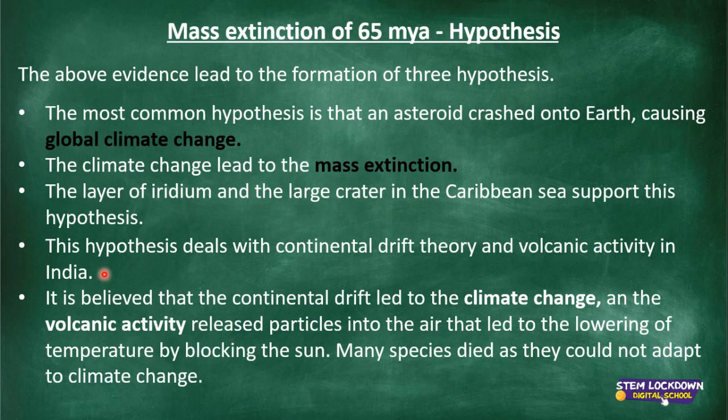So it led to volcanic eruptions and a global climate change. It is believed that the continental drift led to the climate change, and the volcanic activity released particles into the air that led to the lowering of the temperature by blocking the sun. So many species died as they could not adapt to the climate. Remember, we said the dinosaurs' source of food died out because of this climate change. The plant species couldn't adapt to the climate change. Some cannot grow in a high temperature area.